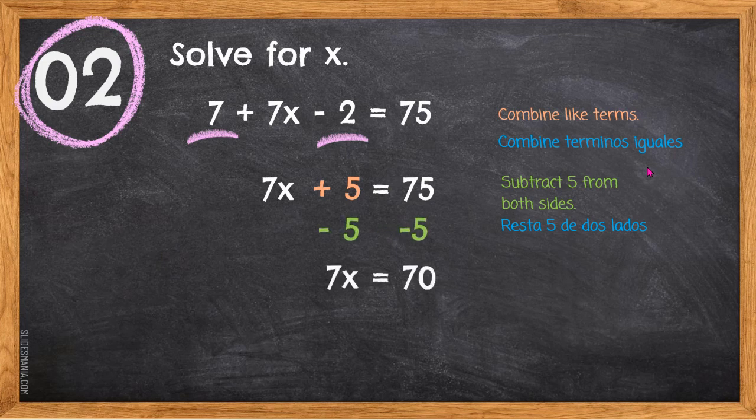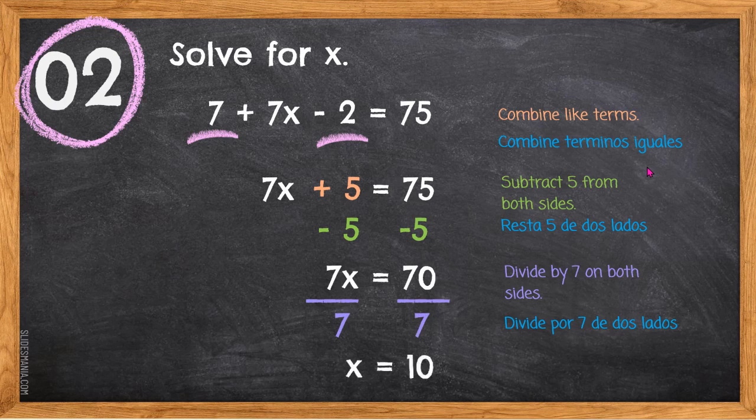We get 7x is equal to 70. Finally, we need to divide by 7 on both sides. Cuando divides por 7 de dos lados, tenemos una respuesta de x es igual a 10. X is equal to 10.